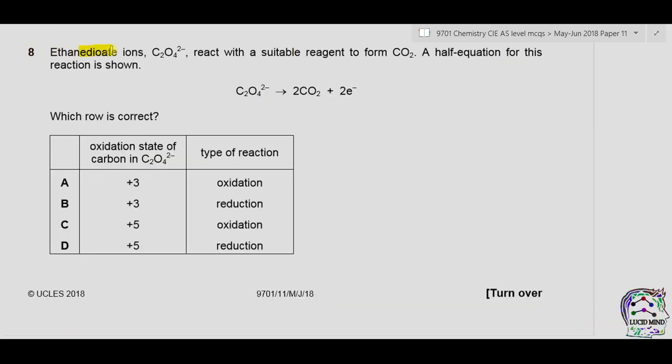Question 8. Ethane dioate ion C2O4 negative 2 reacts with suitable reagent to form CO2. A half equation for this reaction is shown. Ethane dioate converts into carbon dioxide and loses 2 electrons. Which row is correct? First, we have to find out the oxidation state of carbon in C2O4 negative 2. And second, we have to find the type of reaction, whether it is oxidation or reduction. Let's first find out the oxidation state of carbon in C2O4 negative 2 and in CO2, which is the product.